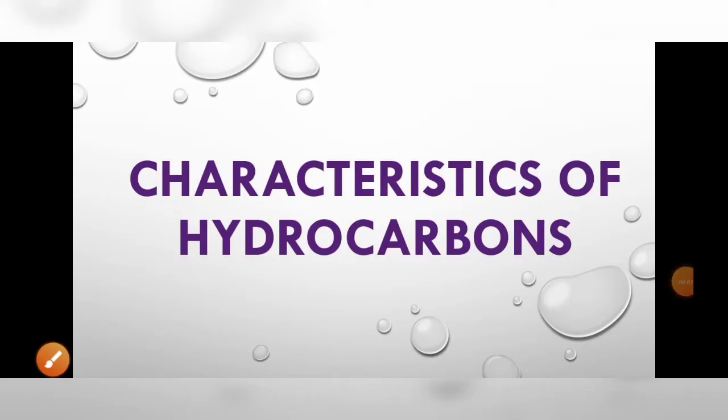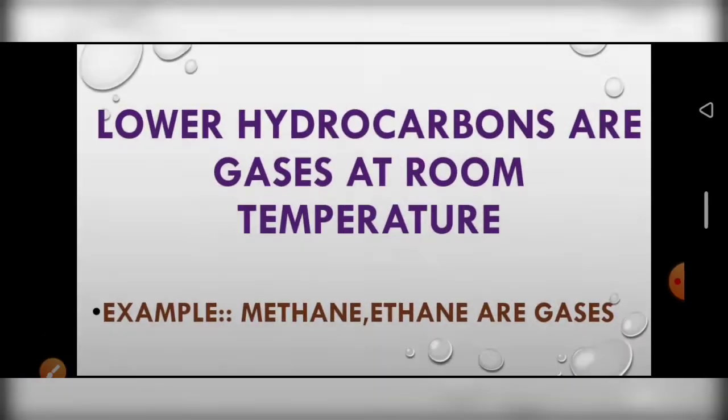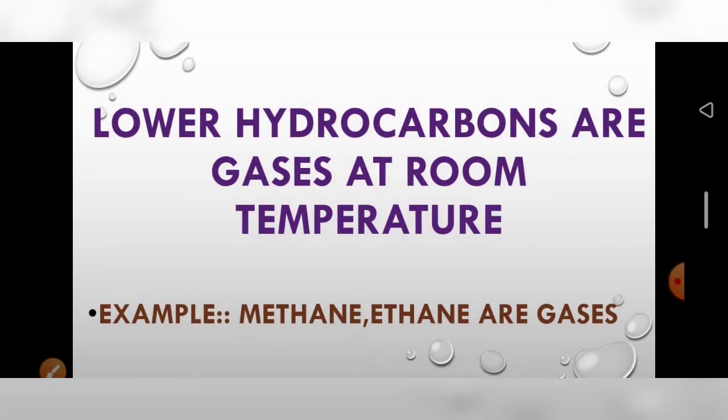We have to see the characteristics of hydrocarbons. What are the characteristics presented for hydrocarbons? First point is lower hydrocarbons, that is carbon 1, carbon 2, like that. Lower hydrocarbons are gaseous at room temperature. Example, methane, ethane, or other gases.